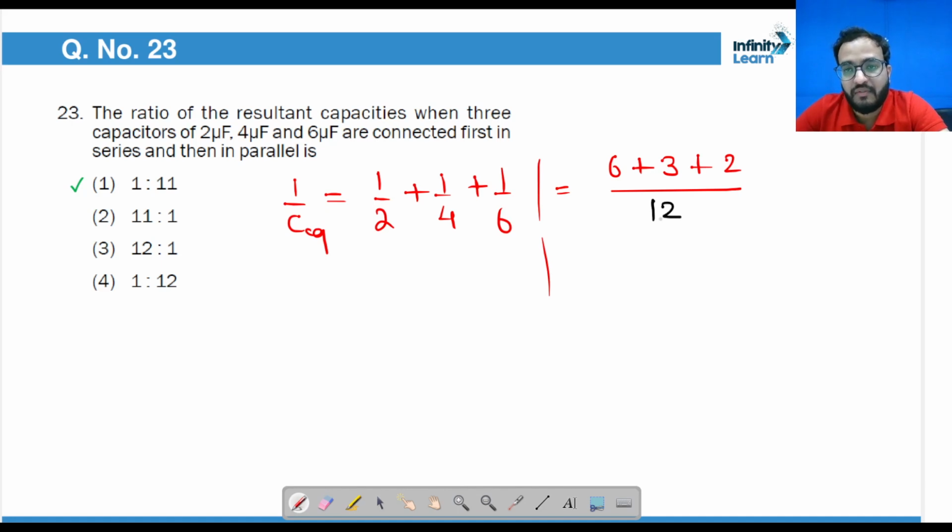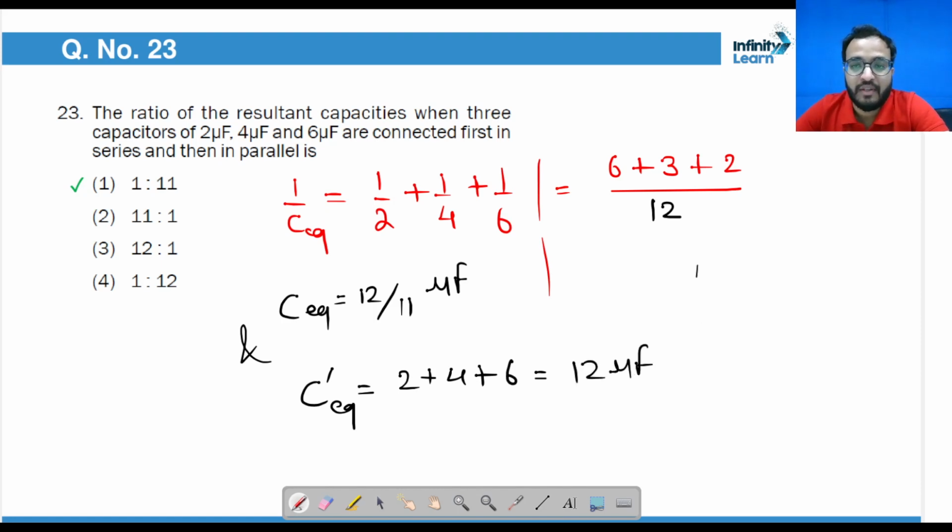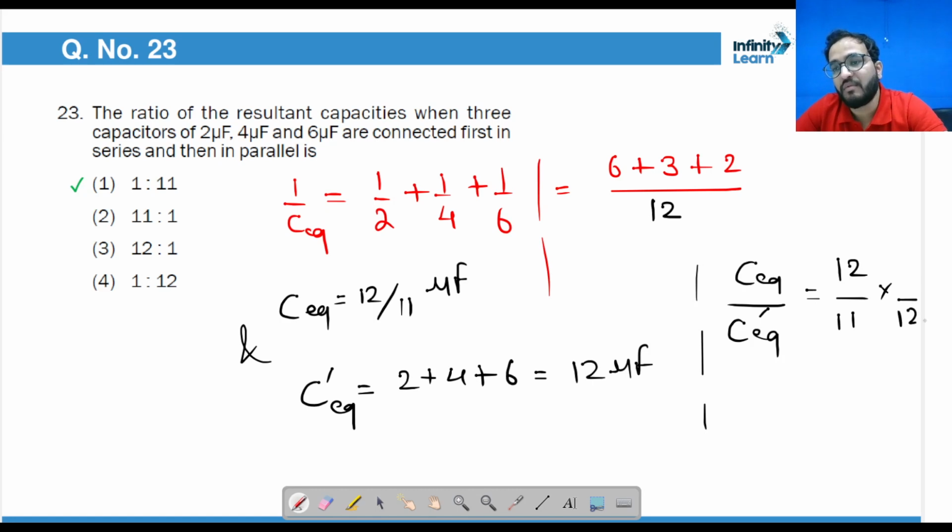So it is 12 and it is 1 6, sorry, 2 6 are, 4 3s are 6, 2s are... right? 6 plus 3 is 9, plus 2 is 11. So C equivalent is 12 upon 11 microfarad, and when they are in parallel, then equivalent will be 2 plus 4 plus 6, right? What is this? This is 12 microfarad. So if you want to take the ratio C equivalent upon C equivalent dash, let's say, it is 12 upon 11 upon 12, which is to 1. So answer will be 1 is to 11.